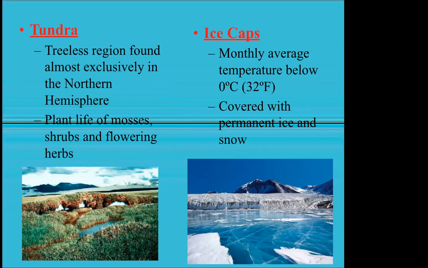The ice caps, the monthly average temperature is below 0 degrees Celsius, and these are covered with permanent ice and snow, okay? So the ice caps, permanent ice and snow. Tundra, okay, you still might think kind of cold, but there's still life here, everything that's low to the ground, okay? Does anybody have questions?